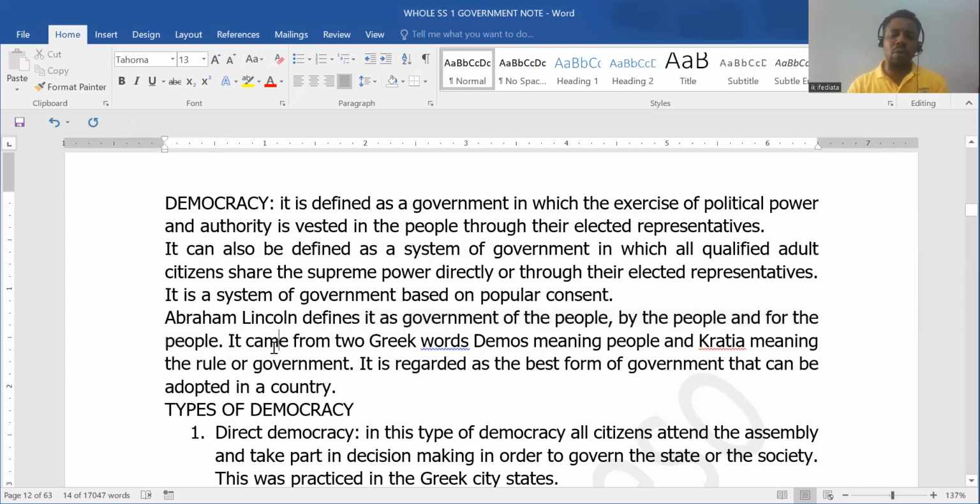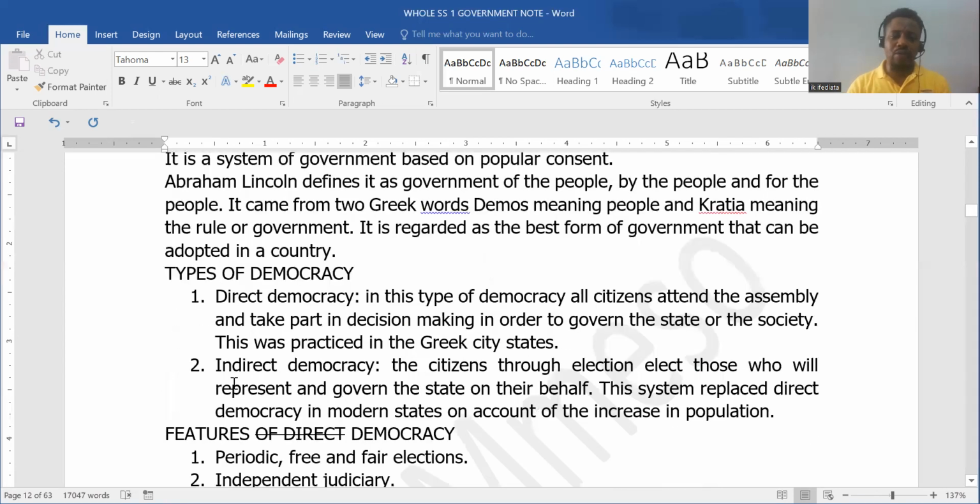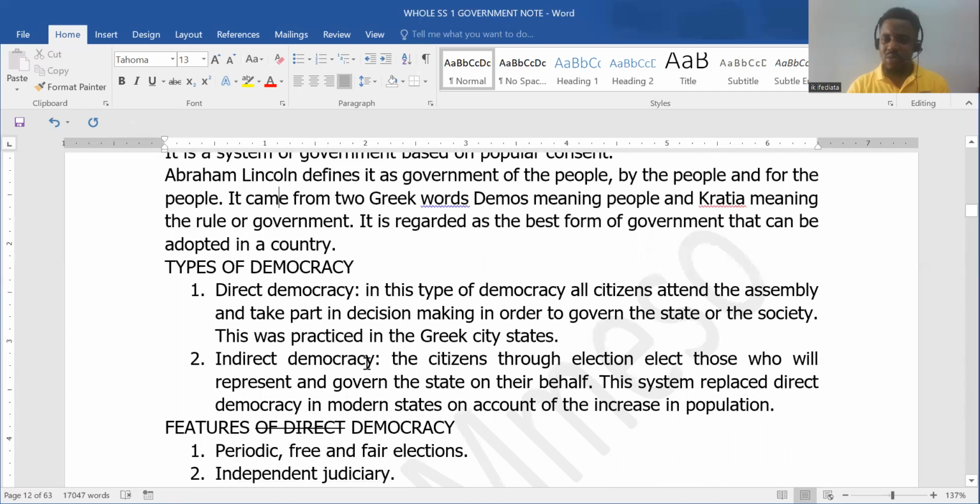Now, democracy comes from two Greek words, demos and kratia. It's a Greek thing, right? We borrowed the idea. Demos means people and kratia means rule or government. So it means rule of the people or government of the people, right? So what are the types? We have direct democracy and indirect democracy.